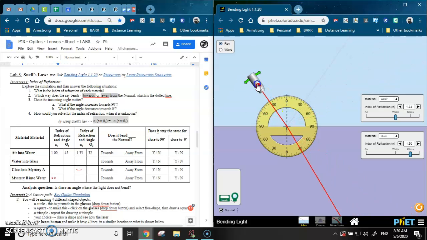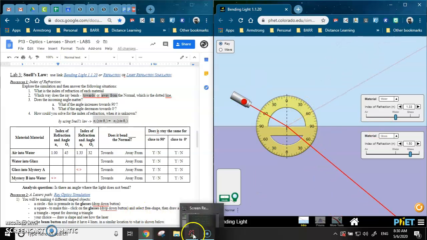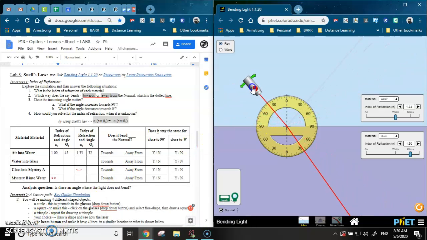So for this one, as you move the angle, let's go with 30. The steps are the same. The index of refraction is 1.33. Our angle coming in is at 30. Our index of refraction here is 1.50. And then we would measure our angle again, being as precise as possible.